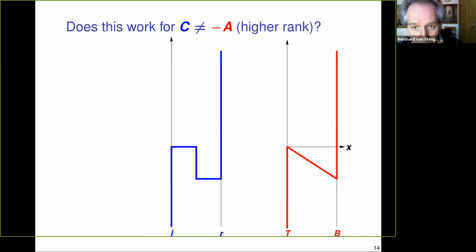Which would be cool, because then we could do successive rank reductions to solve any game, to find one equilibrium recursively. I mean, at least with constant rank, that could be a polynomial time algorithm. And the following example shows you that this is not the case. So let's look at an example.